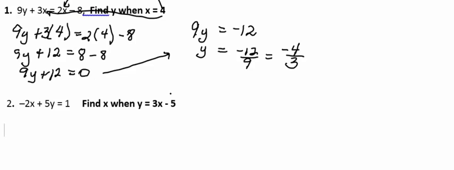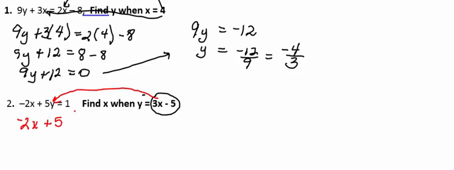But with substitution, what's actually going to happen is we're going to have a case where we have to substitute a whole expression. So we want to take this 3x minus 5, and I want to substitute that in for this y over here. So let's do that. Negative 2x plus 5, but now it's going to be times my 3x minus 5, and that's going to be equal to 1. So just rewriting it and substituting where we see our variable.